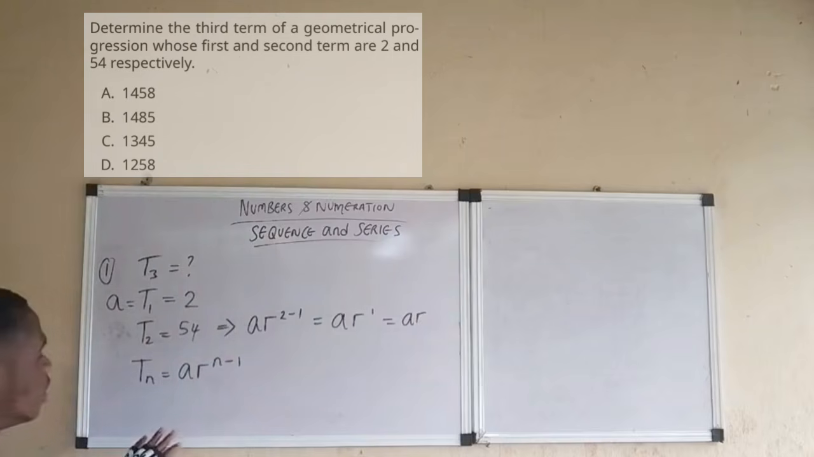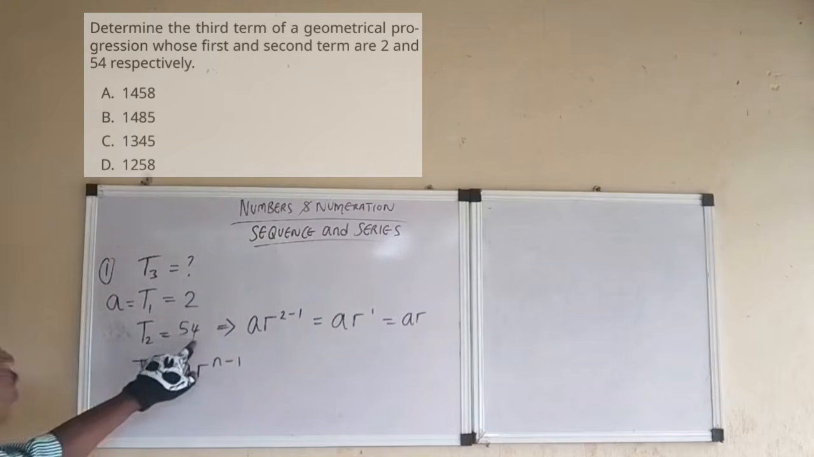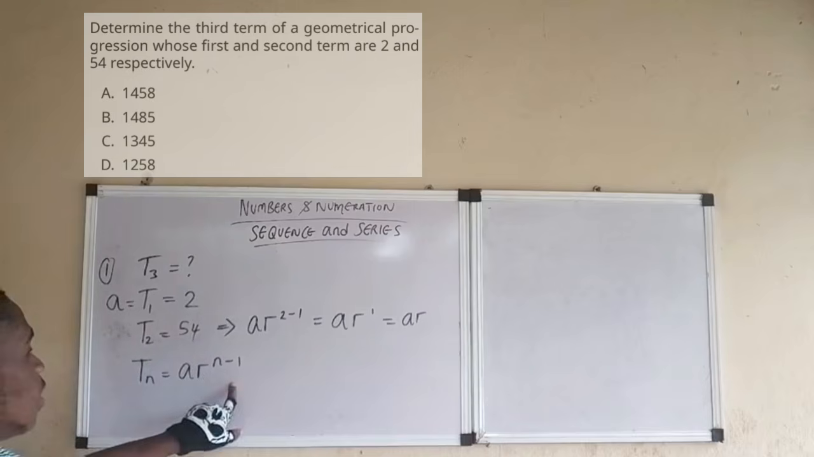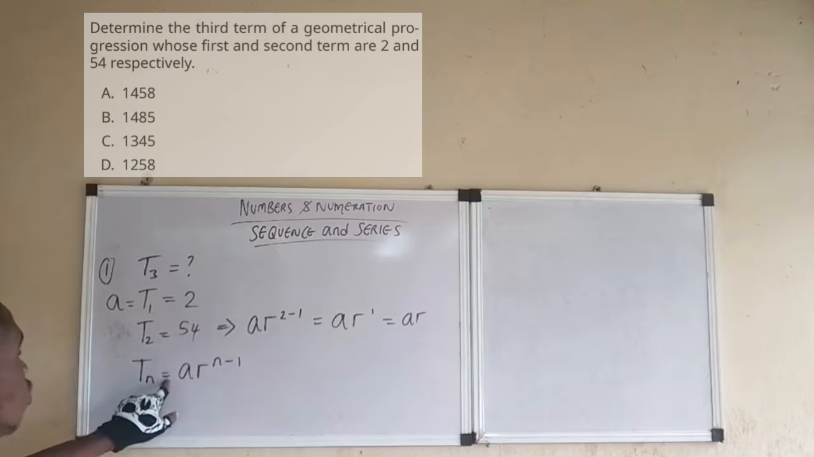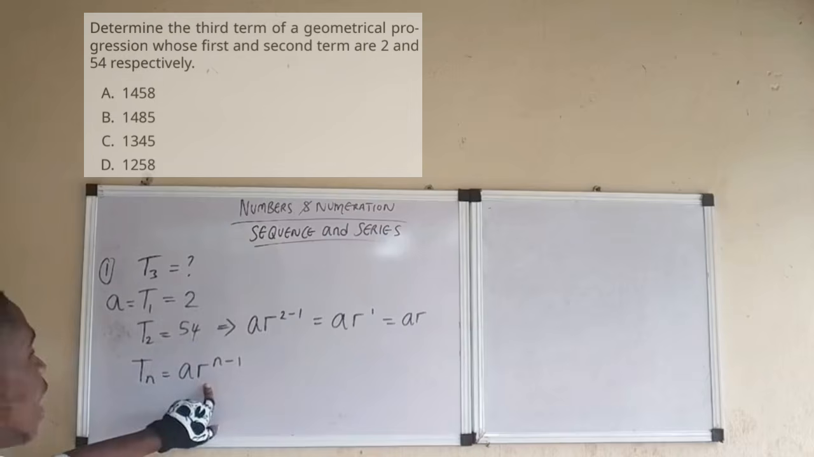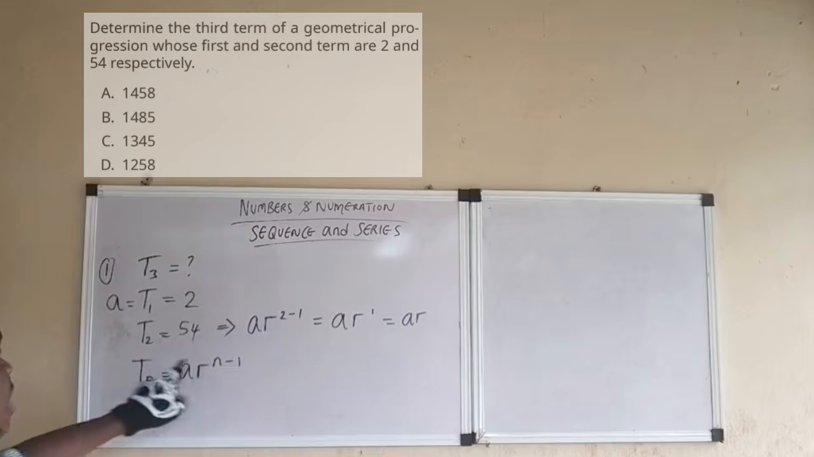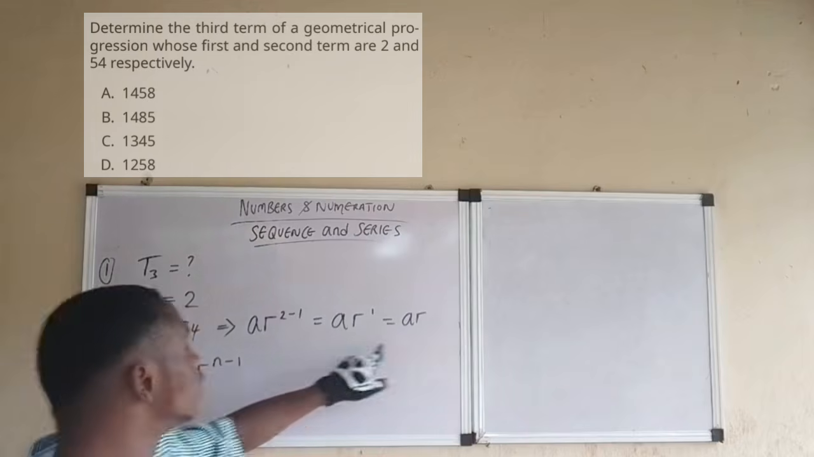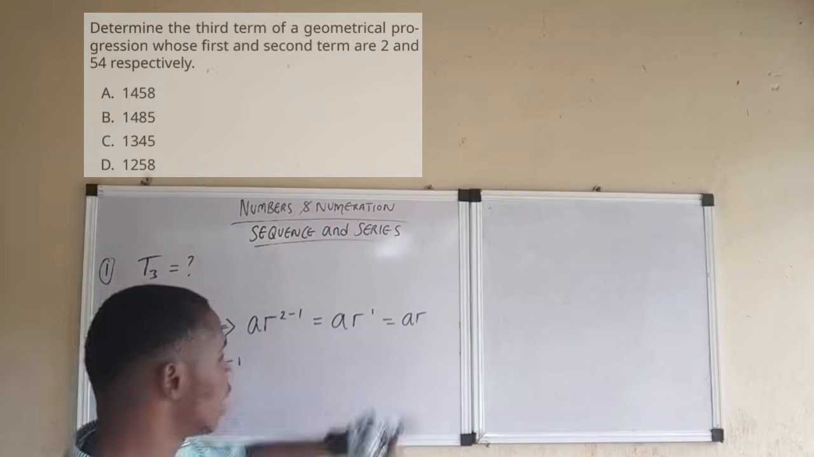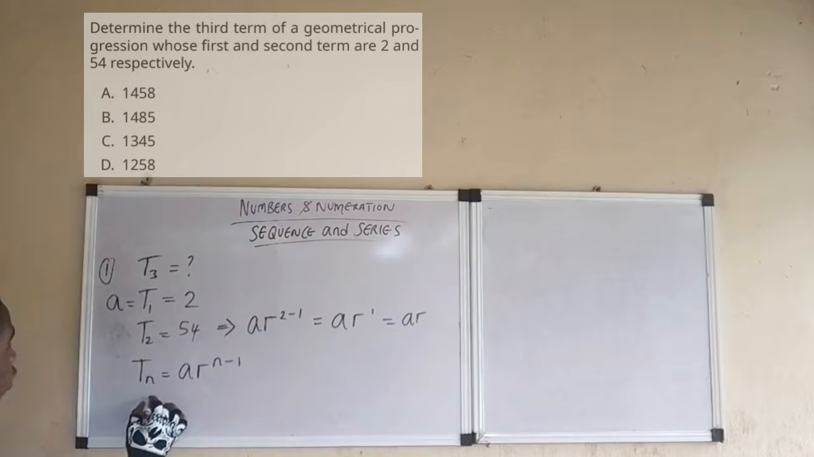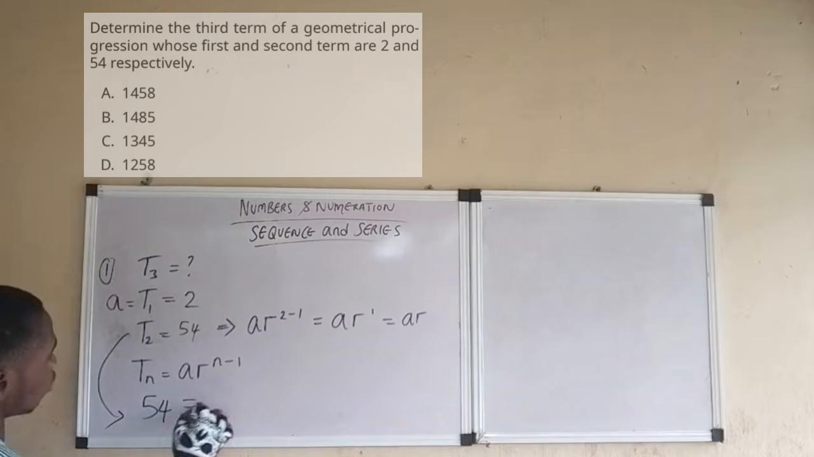Now look closely. I'm expressing this T2 equals to 54 in terms of the nth term formula. Meaning I'm saying T2 is equals to A times R raised to power 2, which is N, minus 1. I'm just expressing it in terms of the nth term formula. So it means that T2 is same as AR. It means that 54 is same as AR.